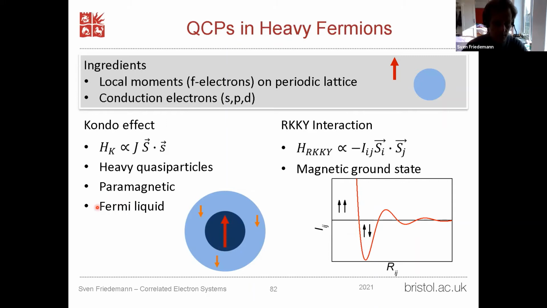And of course, it is a Fermi liquid state that I made the case. I've also talked to you about the overscreening that leads to effects like the Friedel oscillations in the charge density, or to the magnetic interactions due to the so-called RKKY interaction.